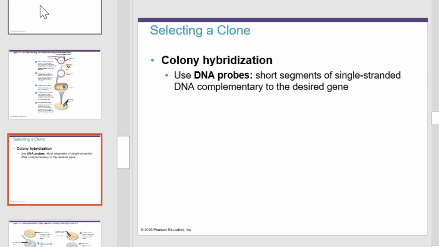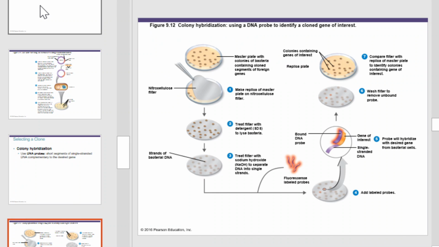Colony hybridization. Colony hybridization uses DNA probes, which are short segments of single-stranded DNA complementary to a desired gene. This is an illustration of colony hybridization using a DNA probe to identify a cloned gene of interest.